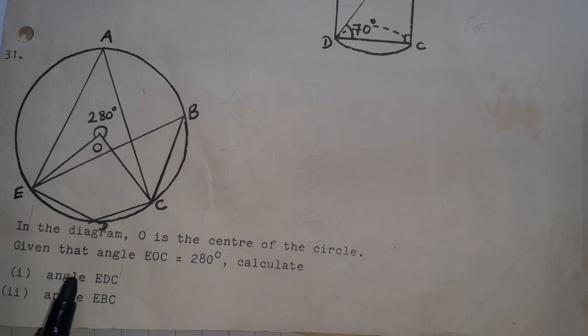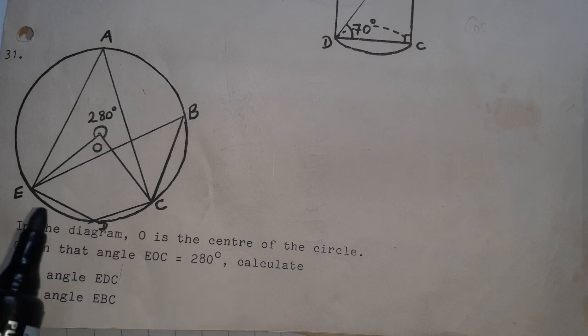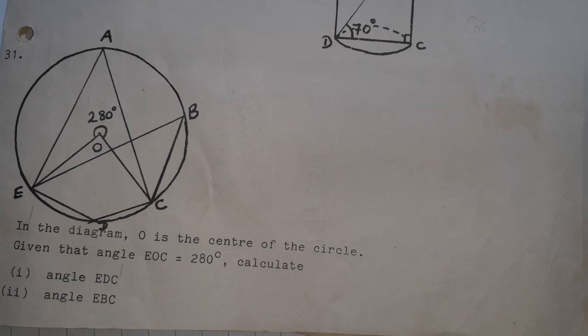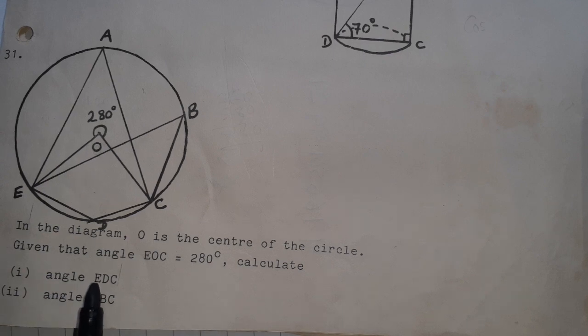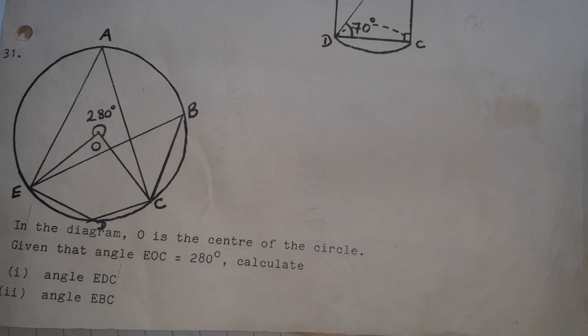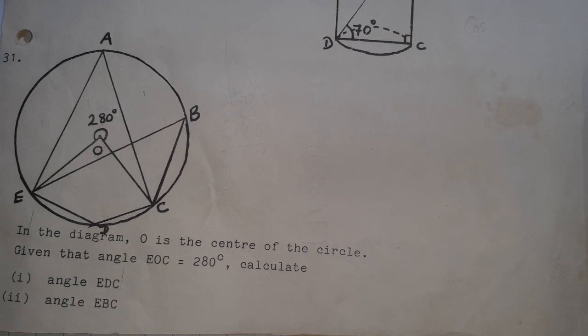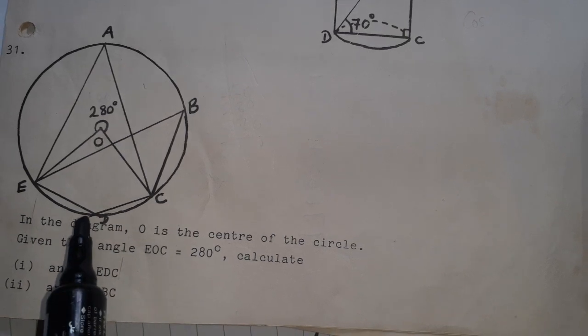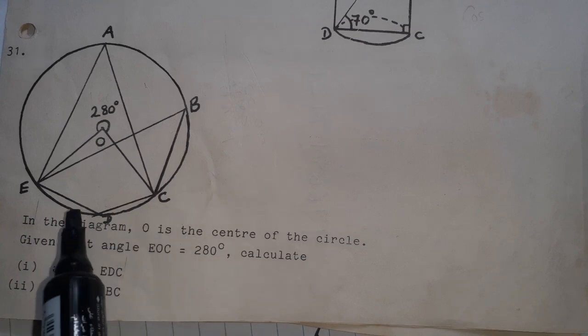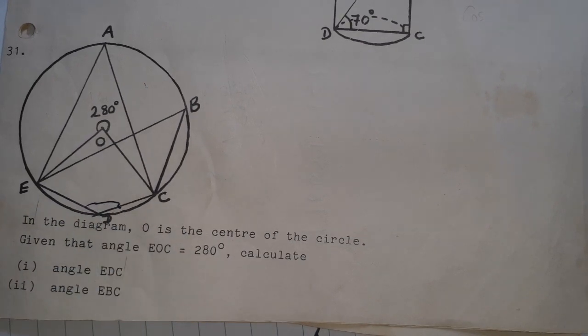So in the diagram, O is the center of the circle. Given that angle EOC is equal to 280 degrees, calculate angle EDC. Okay, so this angle now here, this is the angle that we are talking about, this one. How do we calculate this angle?